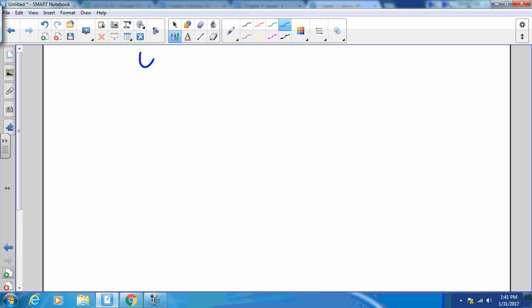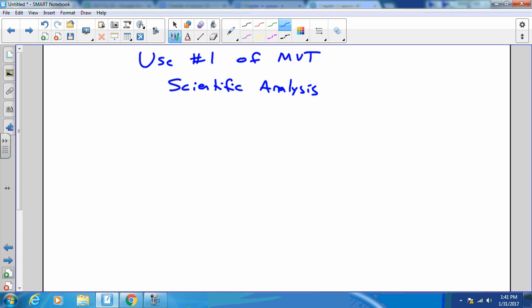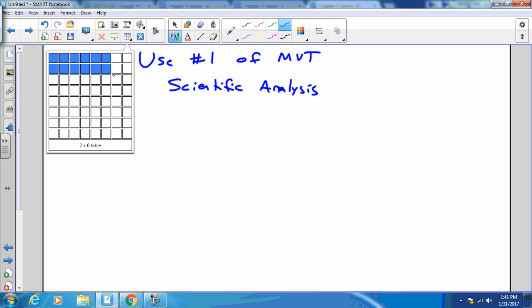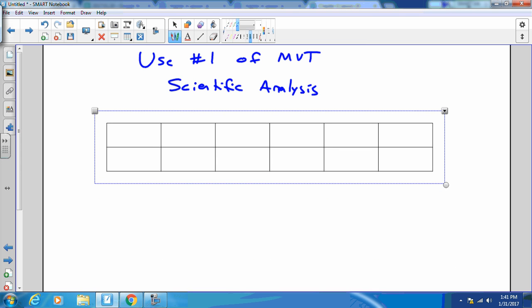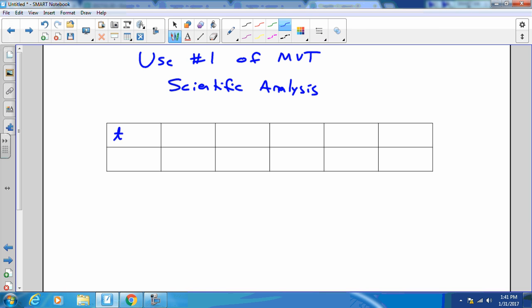Now, with all of that in place, I want to talk about two different applications. Use number 1 of the mean value theorem is in scientific analysis. And the speeding car problem that we just talked about is a good example of that. But I'm going to give you my own problem that we're going to make up numbers for. That is going to come from the realm of chemistry.